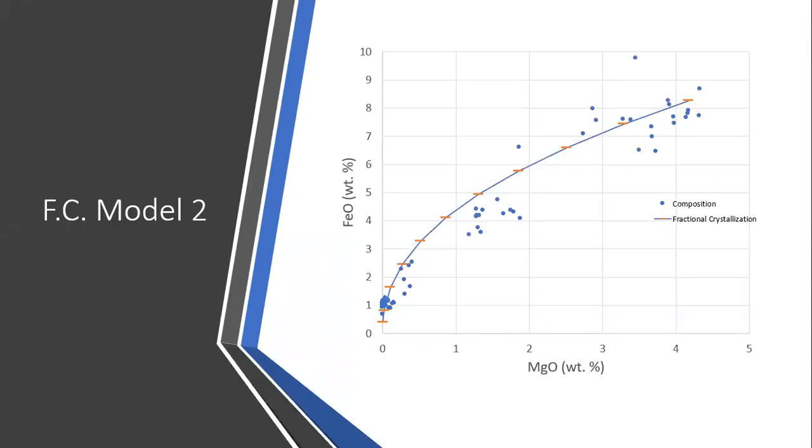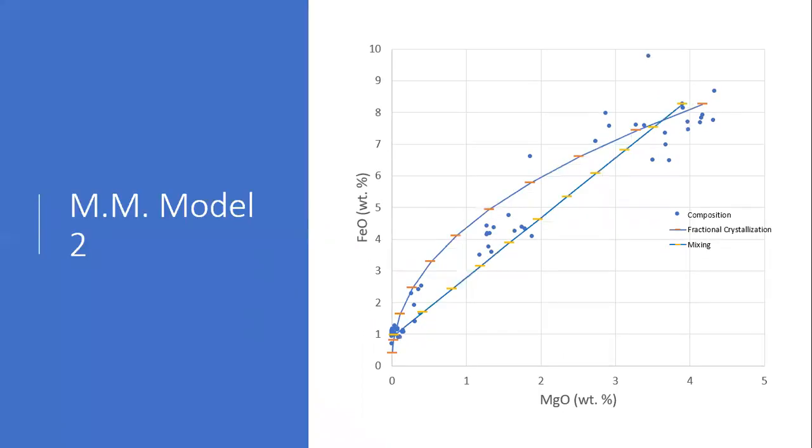For our second example, we have MgO versus FeO. Again, we have our compositions represented by the dots and the fractional crystallization model here. Here are our primitive compositions and here are evolved. Again, it kind of follows the trend in the beginning and in the ending stages, but falls short within the intermediate compositions. So that's where the mixing model comes in again, and it does a better job at explaining how the intermediate compositions were formed through magma mixing.